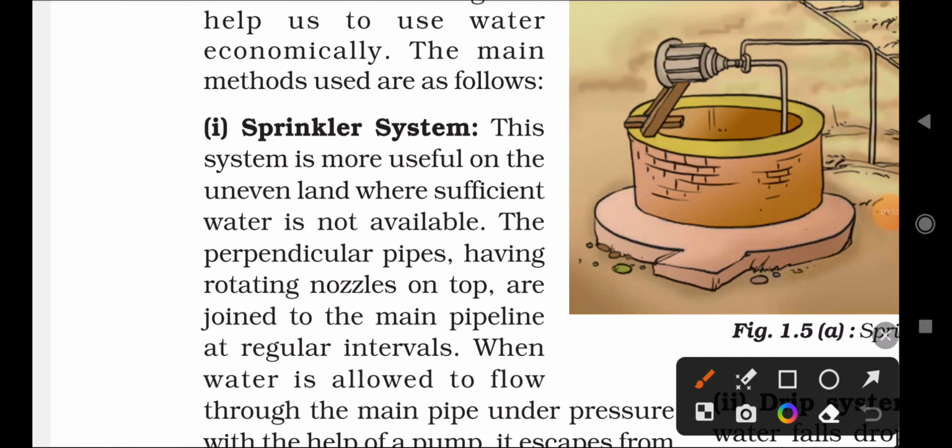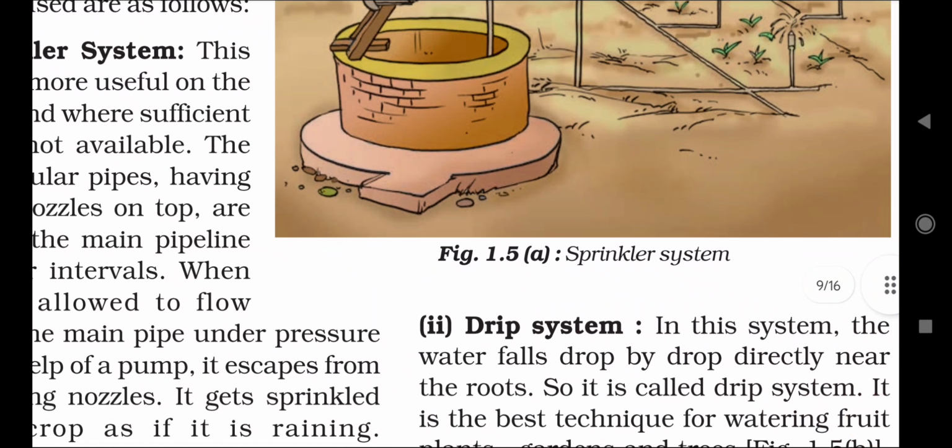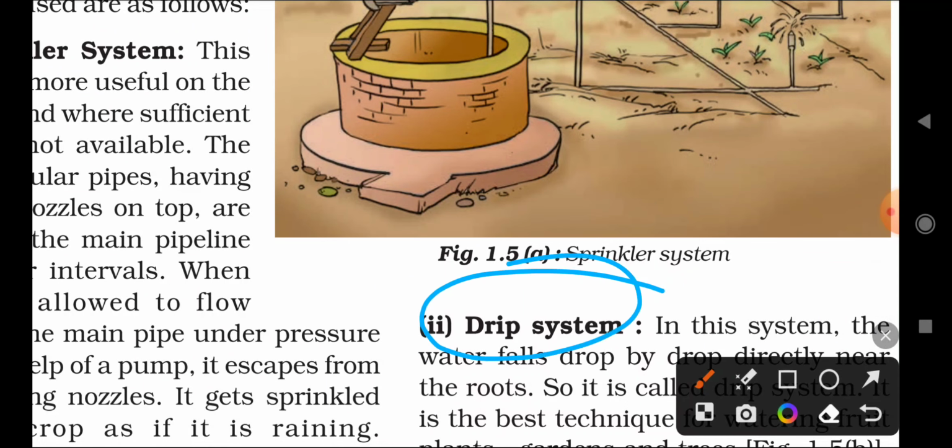These are the modern day technologies of irrigation systems. One is the sprinkler system. Another one is the drip system. These are the most useful modern day irrigation systems nowadays, because they work more efficiently and economically.